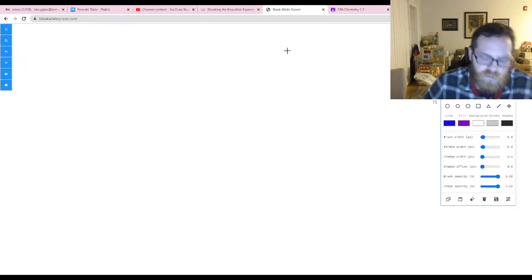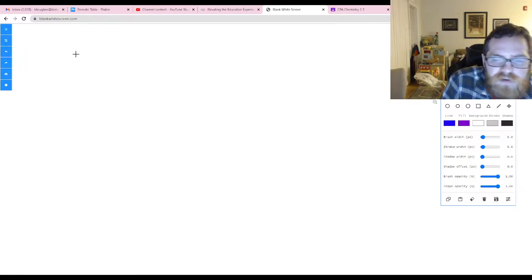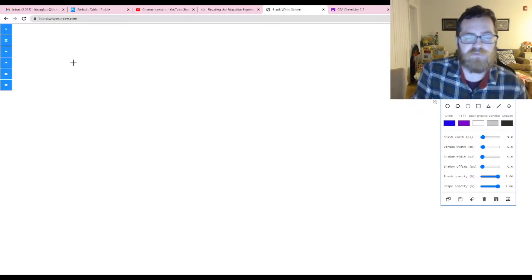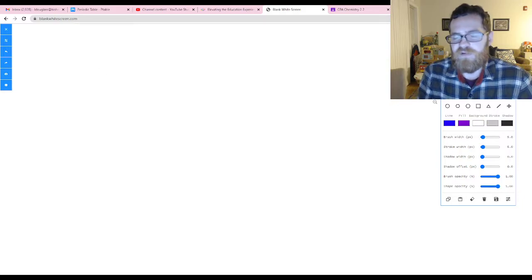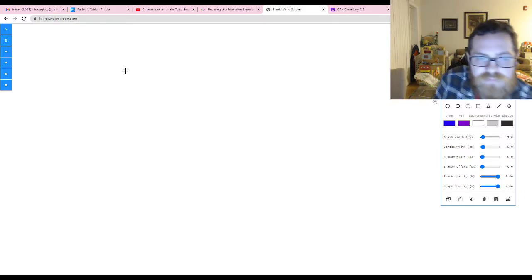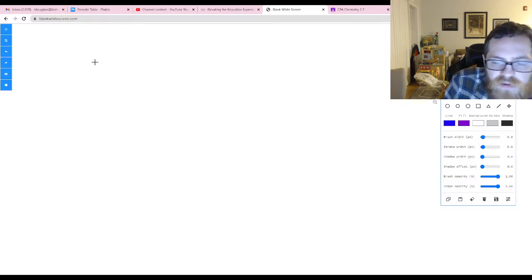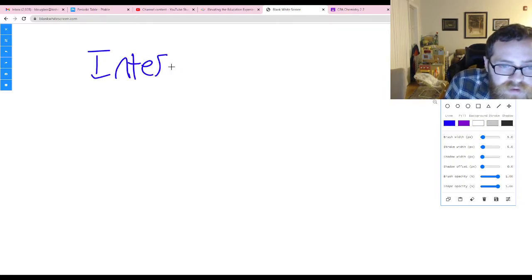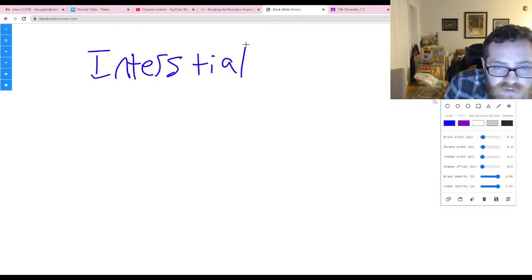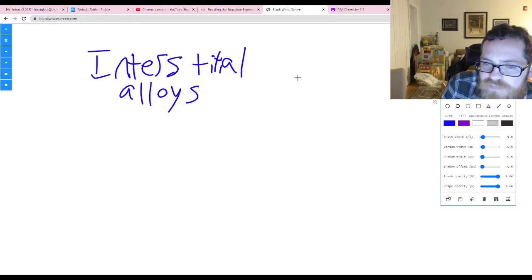Let's also talk about alloys real quick. Alloys are another fairly quick topic. We have two types of alloys. We have interstitial alloys, as well as substitutive alloys.